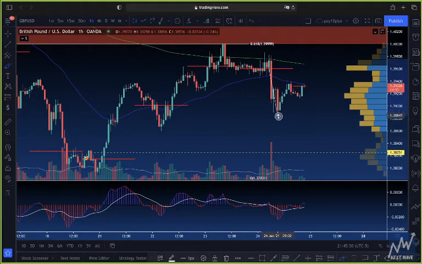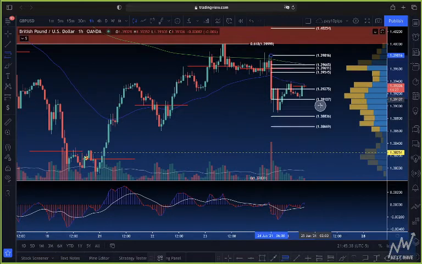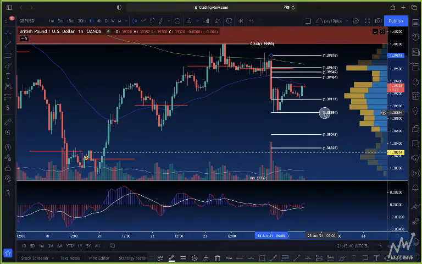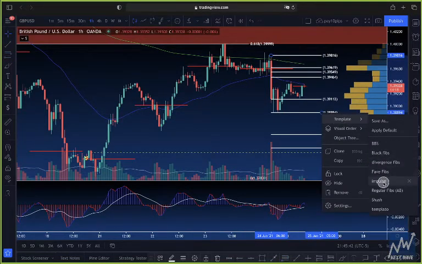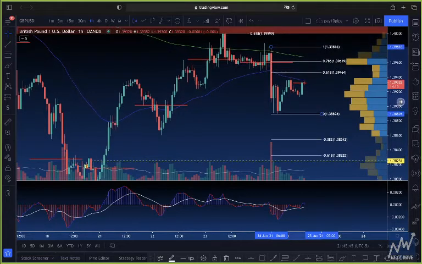I like this little impulse A, B, C. So far, that's going to be the position or the trade that I'll look at for tomorrow. Let me make these my impulse fibs. And that 78.6 lines up almost perfectly with that untested volume from yesterday.